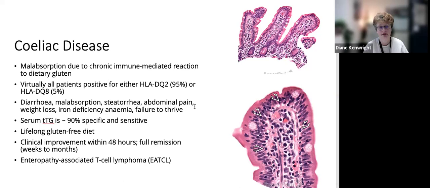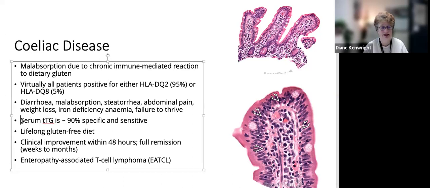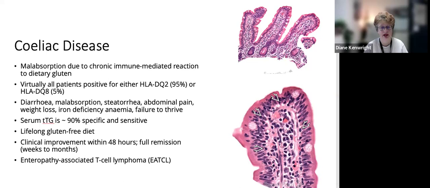It presents with these symptoms. It can occur at any age. We see it in children. We see it in adults. And the blood test for it is the serum TTG, which is very specific and sensitive. It is improved with a gluten-free diet. You get some clinical improvement in about 48 hours of a gluten-free diet, and all the histologic changes disappear. The complication of this disease, if it's not treated, apart from having a terrible life because of your diarrhea, malabsorption, steatorrhea, abdominal pain, etc., is that a few people develop a lymphoma based on the overstimulation of these T cells.